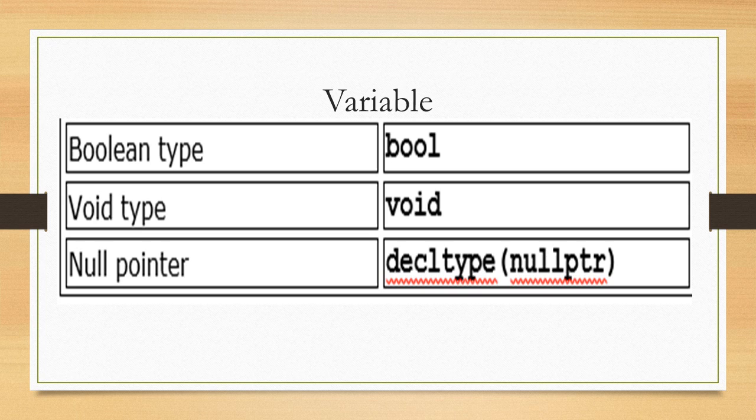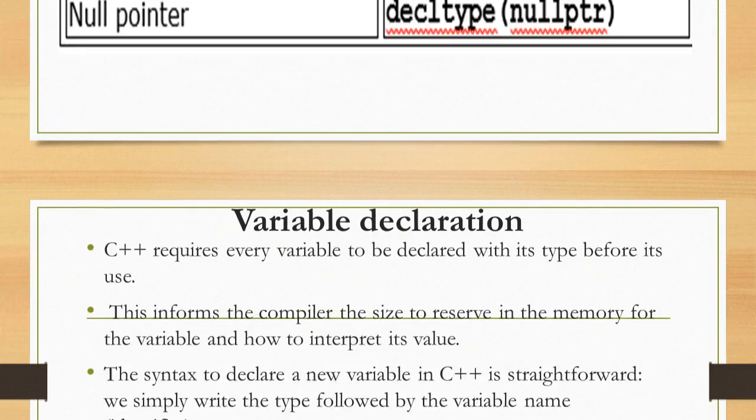Then the last one, but not the least in this category, is the null pointer. It is represented as decltype, then in brackets nullptr. That's for the null pointer.